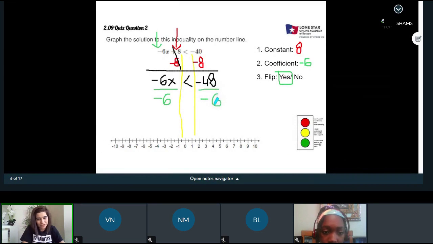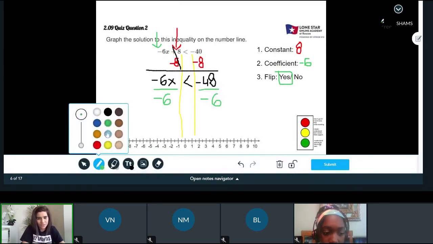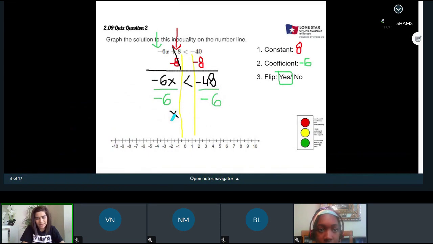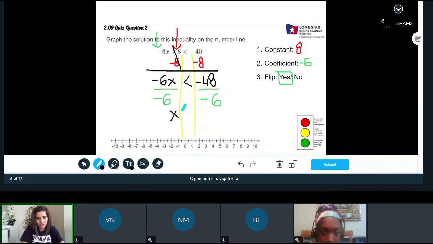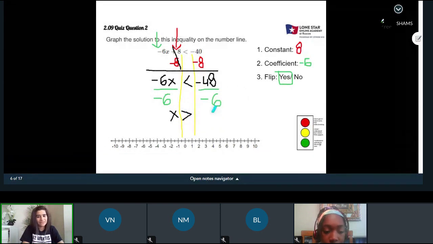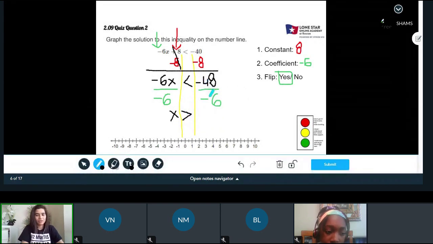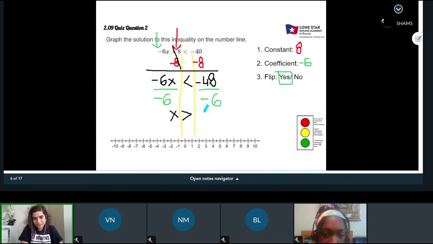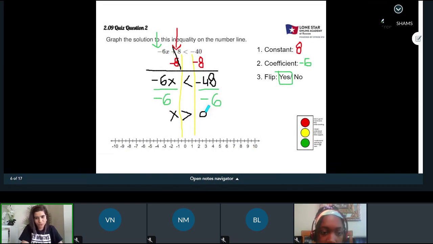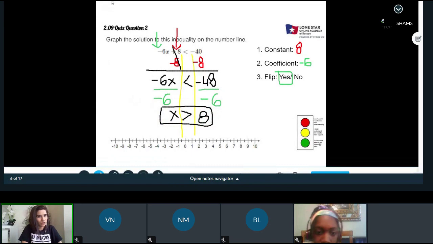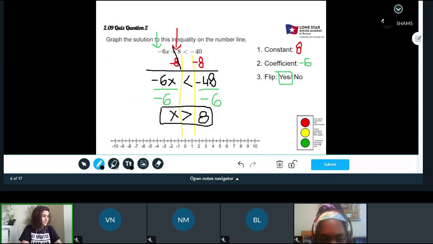Negative 6x divided by negative 6 is 1x, or I can say x has to be, I flip the symbol, greater than. A negative number divided by another negative number is a positive number, and the answer will be 8. 6 times 8 gives you 48. So the answer is x has to be greater than 8. How will you plot it on the graph? How will you plot it on the number line?